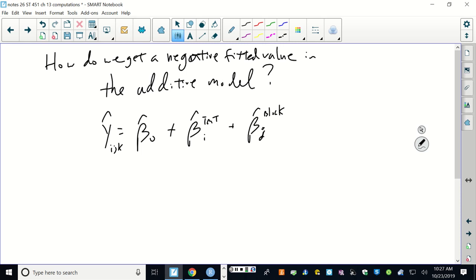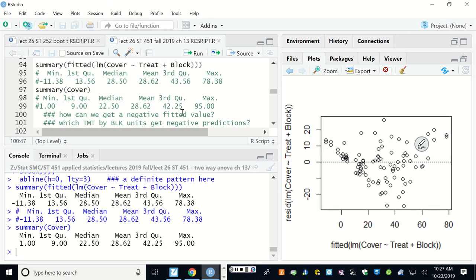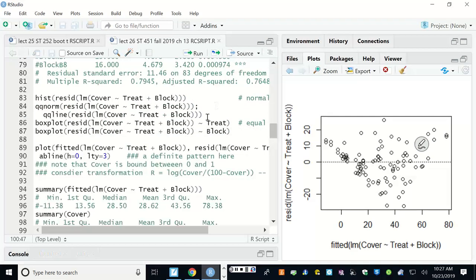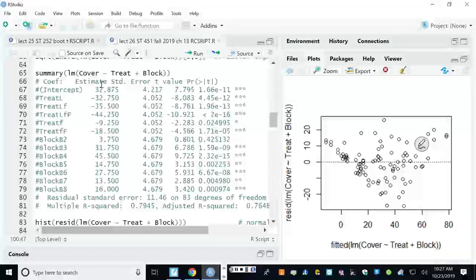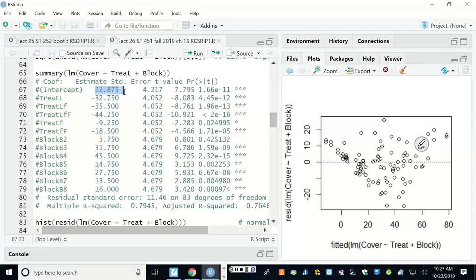So let's look at the regression output to see if we can see where that is. In the regression output, here are the estimates. The overall estimate is 32.875. Treatment with L goes down 32. Treatment with L and F goes down 35. Treatment with LFF goes down 44. So the intercept with this treatment is negative. So that's kind of the aggregate difference.